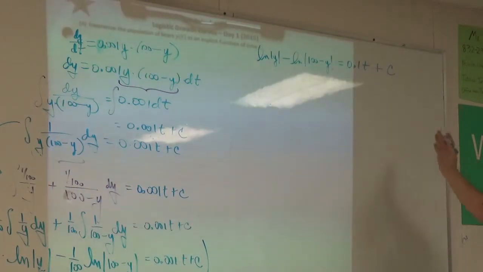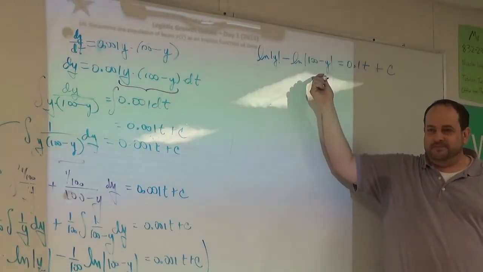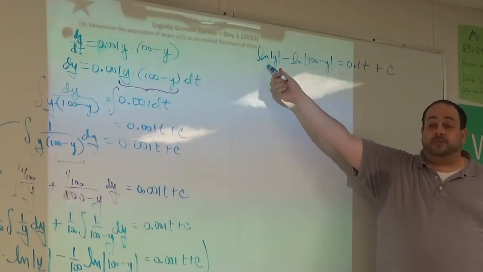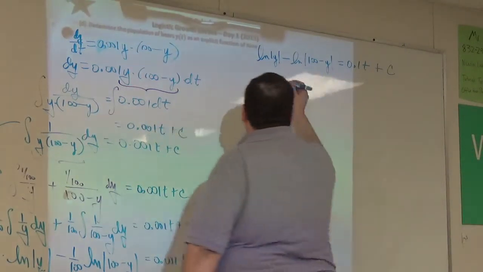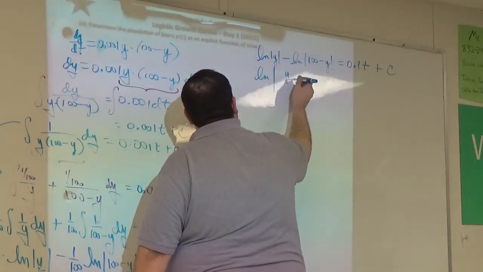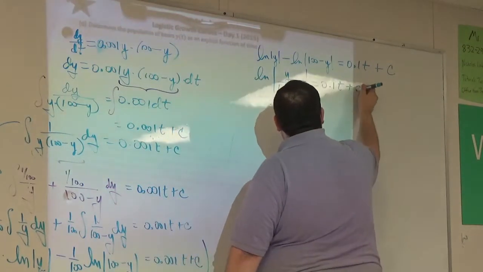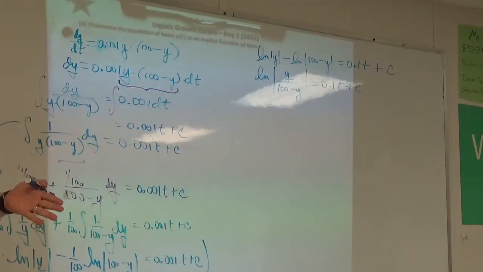All right, good. My goal: solve for y. Get y by itself. We got a problem. I got a y over here, and I've got a y over here. I need more people to know log properties. Natural log minus natural log, so y over 100 minus y. This is the same thing as the natural log of y over 100 minus y equals 0.1 t plus c. I want to solve it for y.